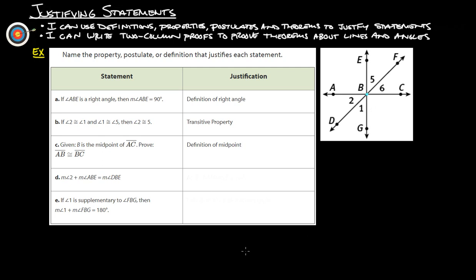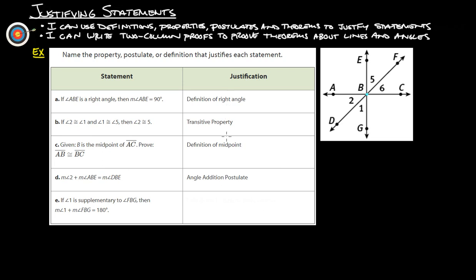And this is one that we briefly talked about in the previous notes, and this is our angle addition postulate. Okay, so we will just write that one in there. So it says if we take the measure of angle 2, so if we add this angle to this angle, that's going to equal this whole angle here. Okay, that's angle addition postulate.